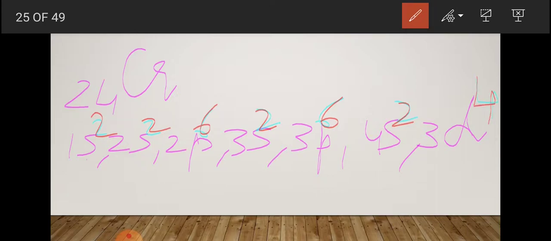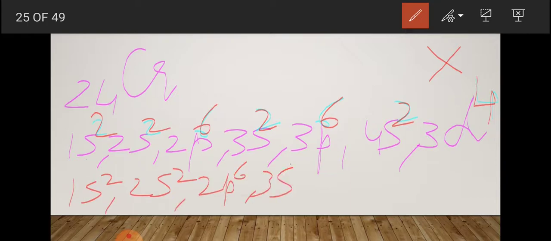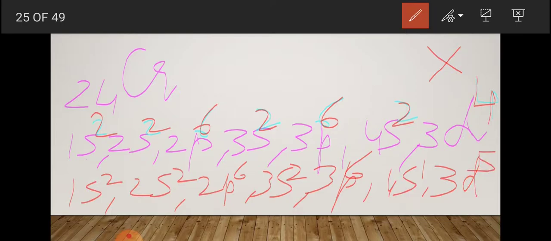Okay, now if you do this, I will say for chromium it is wrong. So what is correct? The correct configuration is 1s2, 2s2, 2p6, 3s2, 3p6, 4s1, 3d5. Now listen carefully why I have done this.